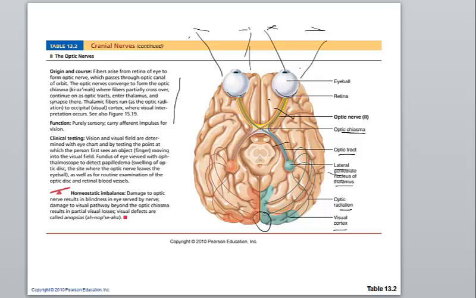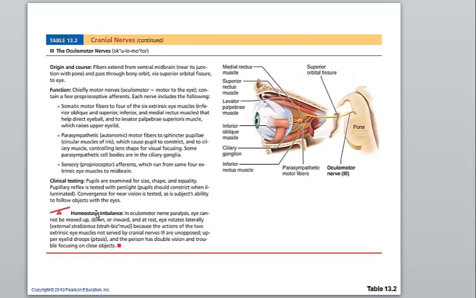Homeostatic imbalance: if the optic nerve is damaged, you're completely blind in that eye, whereas if the optic tract is damaged, a partial loss in each eye happens. Visual defects are called anopsia. That's your cranial nerve number 2.